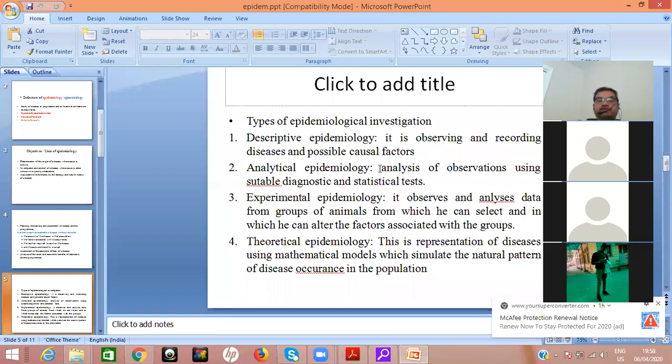So what we are doing in COVID, we are going for theoretical epidemiology. Based on the data, we try to simulate the disease occurrence in the population. And based on this simulation, we are going for its control strategy, because we cannot go for an experiment of such a type of disease. So the only way we have left is to go for mathematical modeling and go for its control strategy. Okay, so that is theoretical epidemiology.